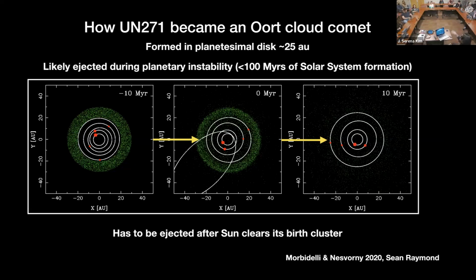So this gives us an approximate guess of when it formed and was ejected into the Oort cloud. The lower limit on that is that it had to have been ejected after the sun cleared its birth cluster, because if the solar system was still in its birth cluster, you would have the complete dispersion of the Oort cloud. You cannot have the formation of the Oort cloud occur before the sun cleared its birth cluster.